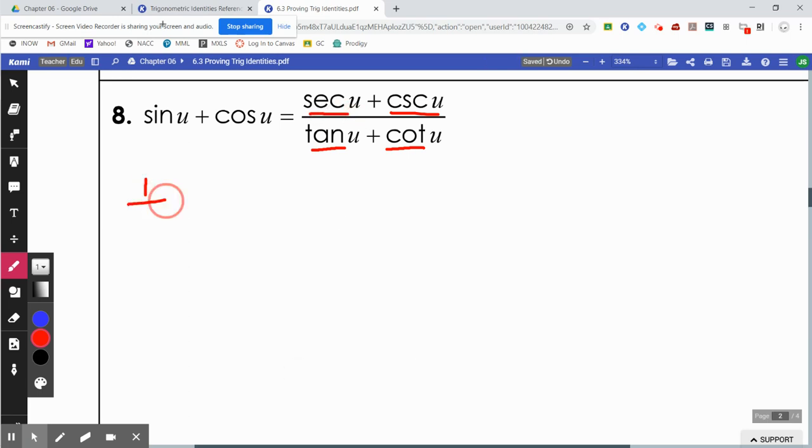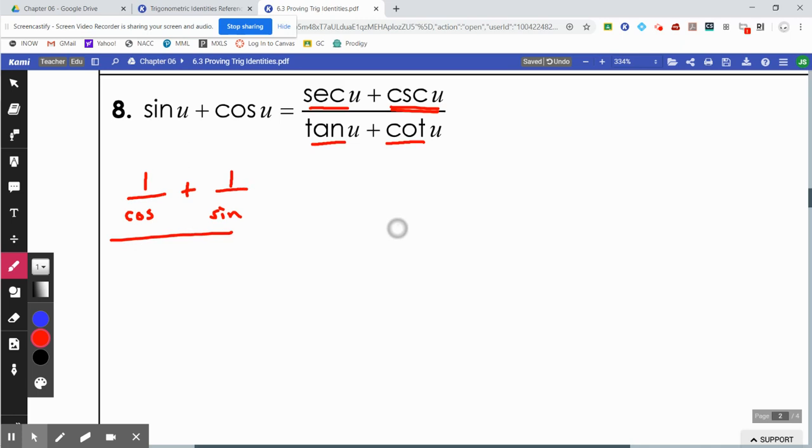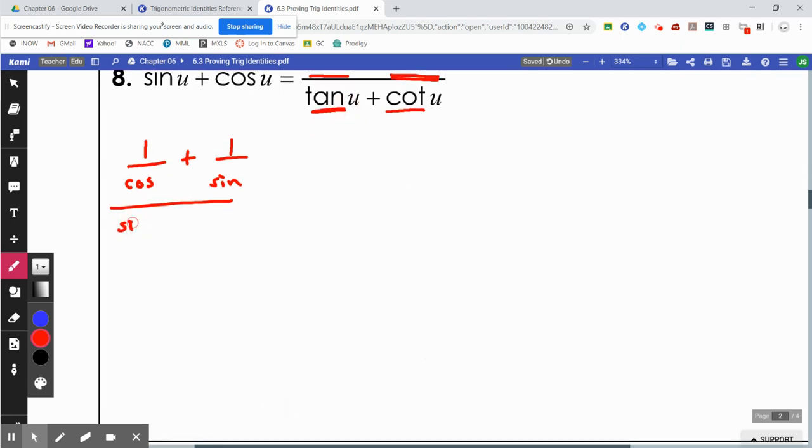Secant is going to be 1 over cosine. Cosecant is going to be 1 over sine. Tangent is going to be sine over cosine. Plus cotangent is going to be cosine over sine.